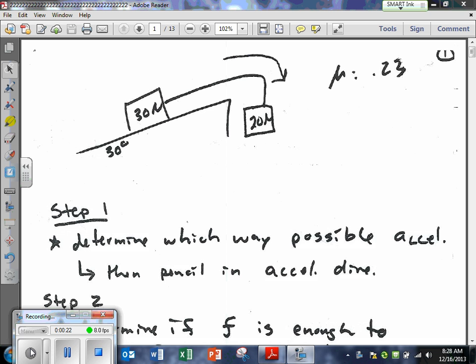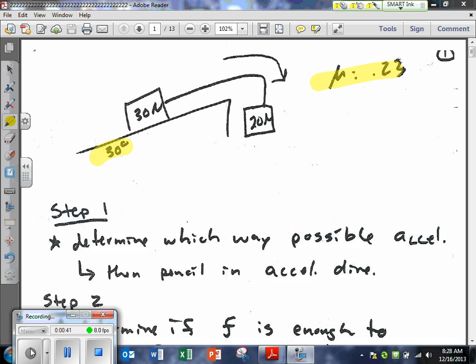Okay, so take this for example. We have a 30-degree ramp. We've got a 30 Newton and a 20 Newton mass, and the coefficient of friction here is 0.23.